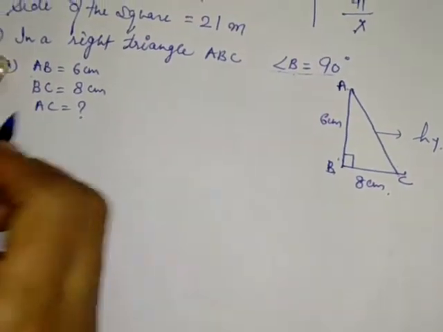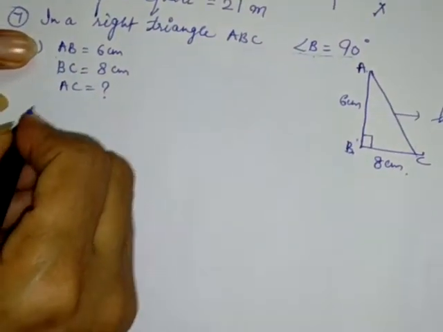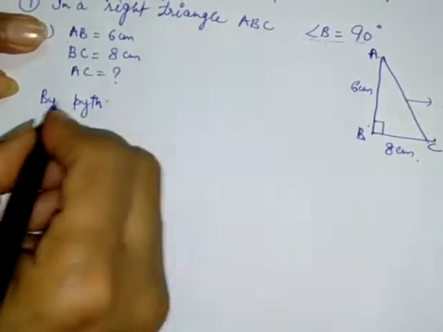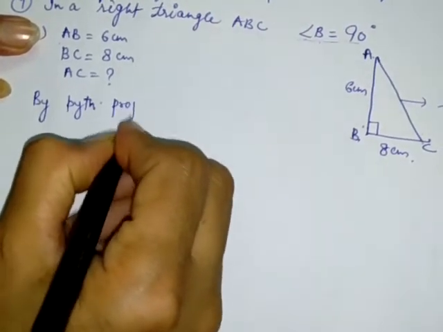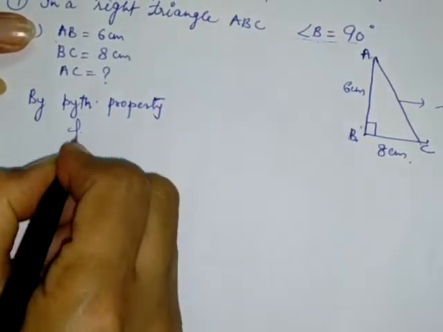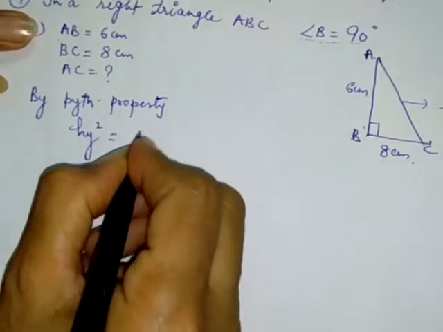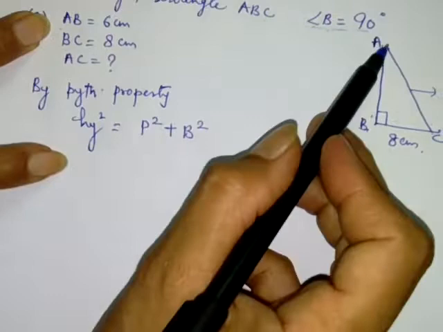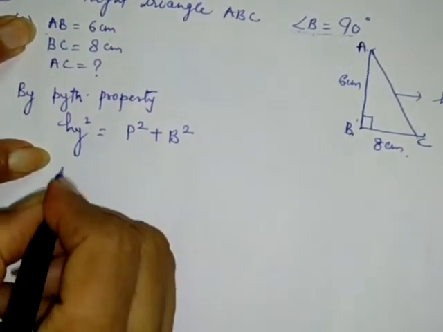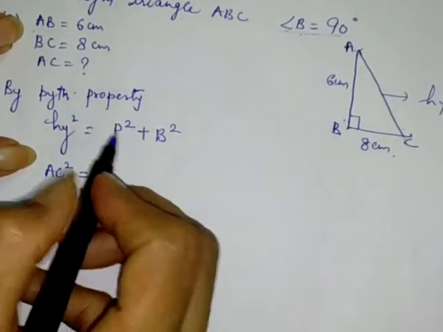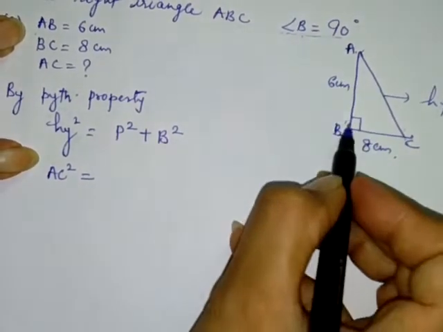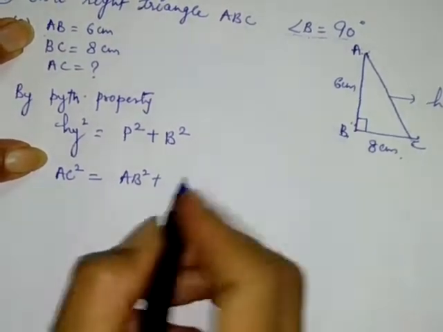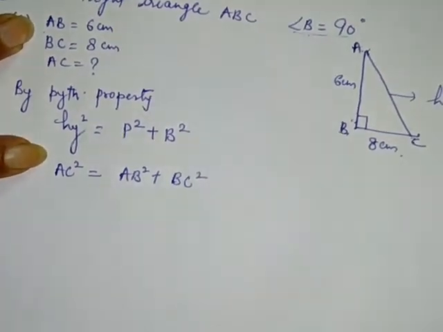And we know that in a right angle triangle, by Pythagoras property that you have studied in class 7, hypotenuse square is equal to perpendicular square plus base square. Now hypotenuse is your AC. So I am writing here AC square is equal to perpendicular, this AB square. This is your base. It's written as BC square.